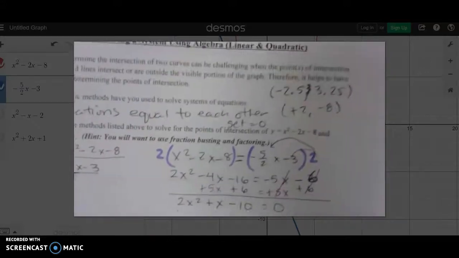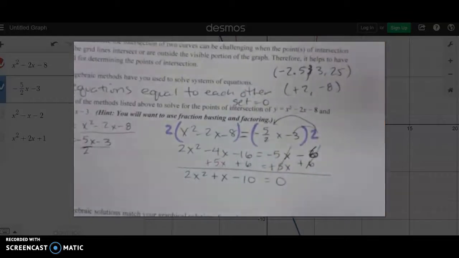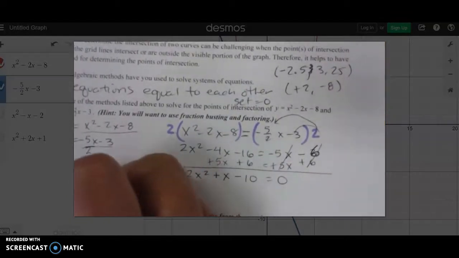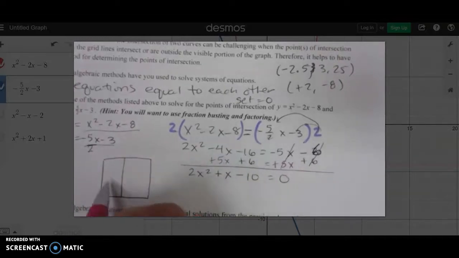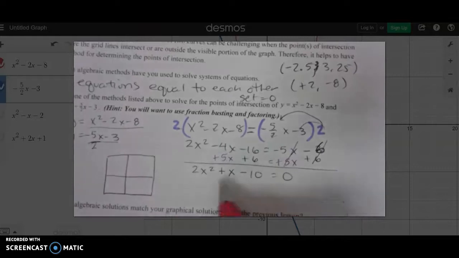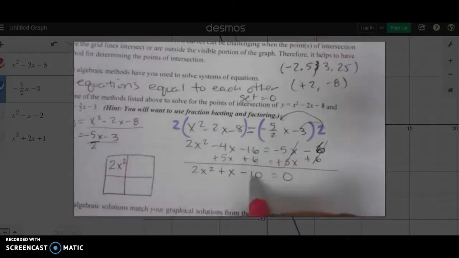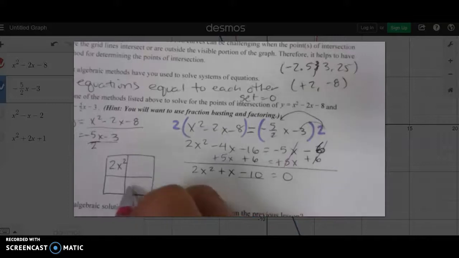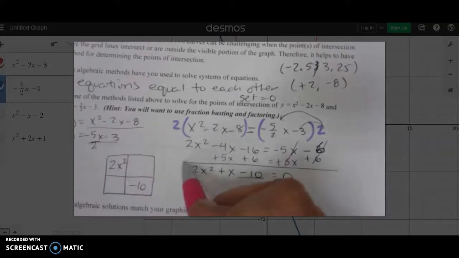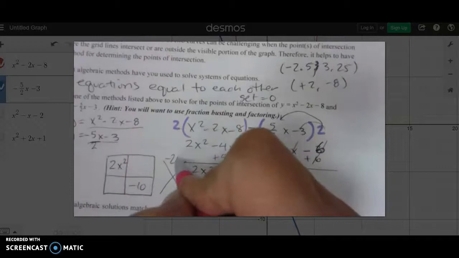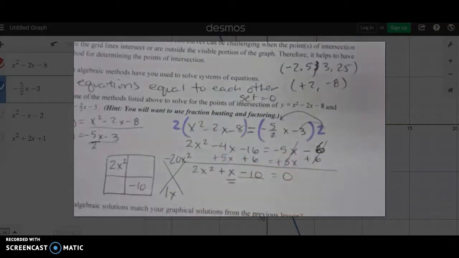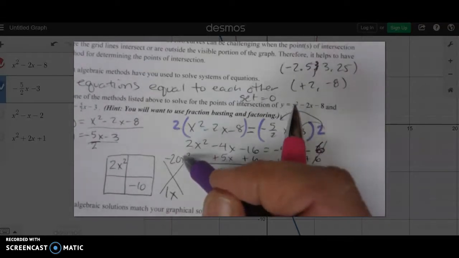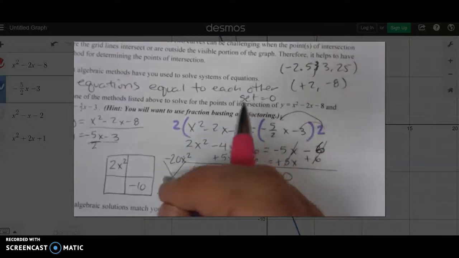So now that we've set it equal to 0, we're going to factor this. And the easiest way for us to factor is to organize our stuff in the little perfect square. The first number here, 2x squared, goes in the top left, then negative 10 here at the bottom. I'm going to multiply those two together, and we get negative 20x squared, and then this middle term goes on the bottom. That's a 1x. So what numbers can you think of that multiply to negative 20, and we can get a 1 out of?